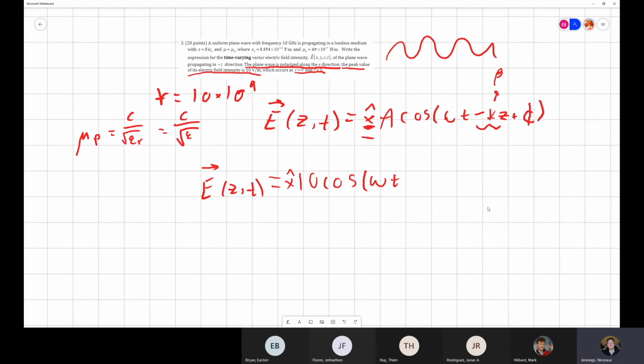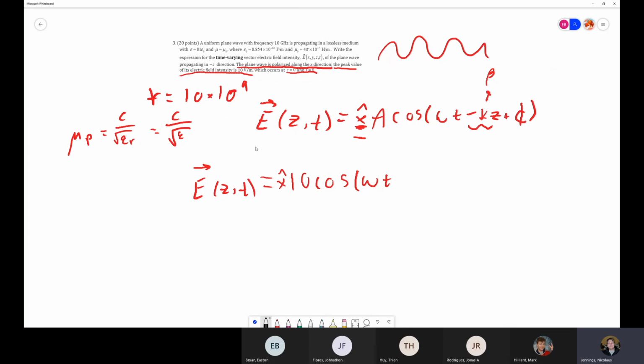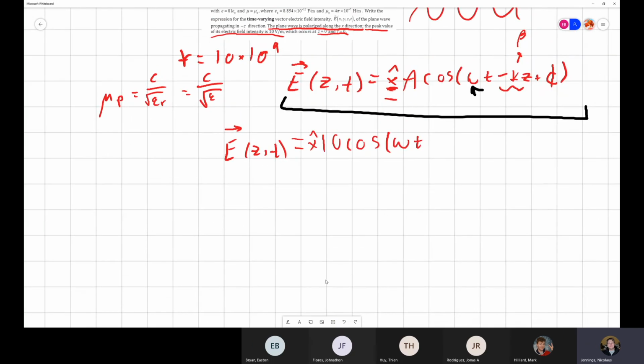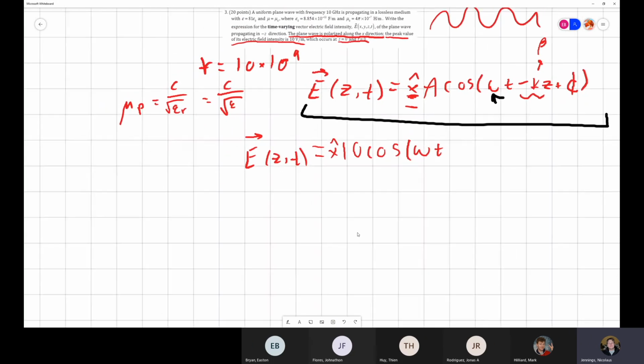I guess I'll just repeat what Easton said. What we're starting with is the general equation for a plane wave. We have the amplitude, the frequency, the k vector, or just beta, the free space constant, and the phase offset. So what we can do is first look at finding what k is.